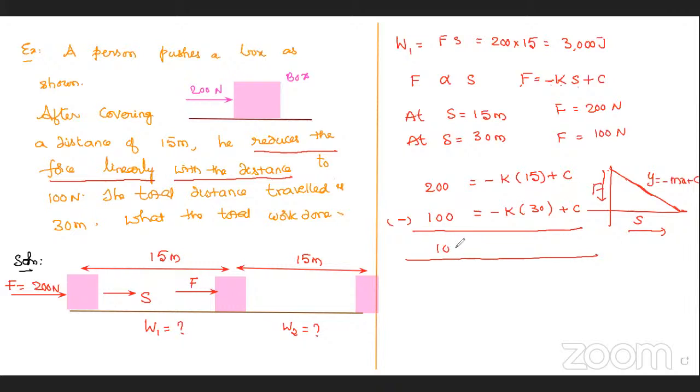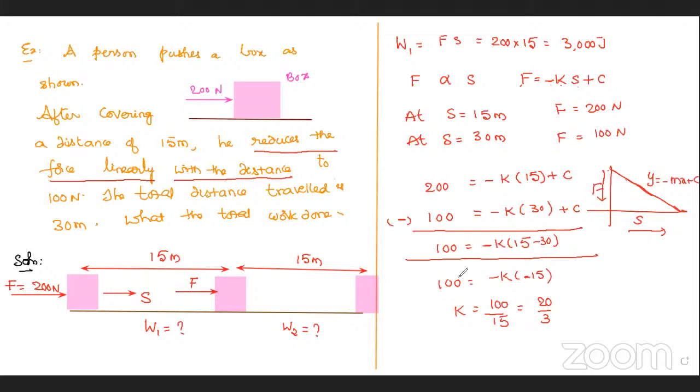200 minus 100, that is 100 equals minus K into 15 minus 30. Subtracting, C cancels. I am getting 100 equals minus K into minus 15. I am getting K value equals 100 by 15, that is 20 by 3. Okay, sir, K is 20 by 3. Then what to do, sir? You have one more unknown, C.